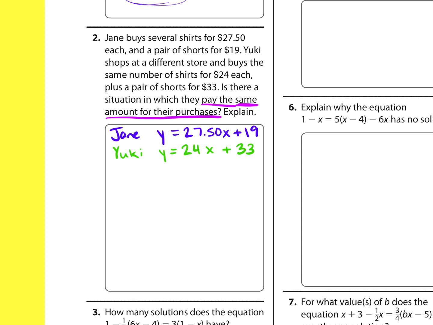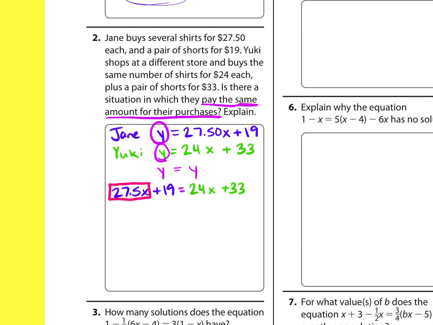We want to know when they pay the same amount. So when Y, the amount they're paying, is equal. So this is where Y is equal to Y. And this is actually a systems of equations problem, but we can use our equation reasoning for it. And we get this. I'm going to shorten 27.50 to 27.5x plus 19 is equal to 24x plus 33. So I'm just going to solve this and see if there's an x value that's true for this.